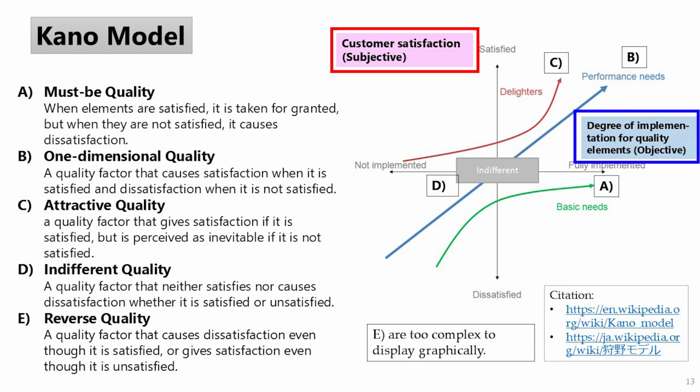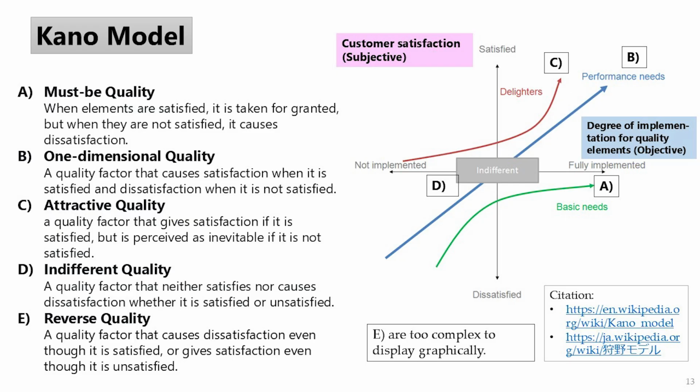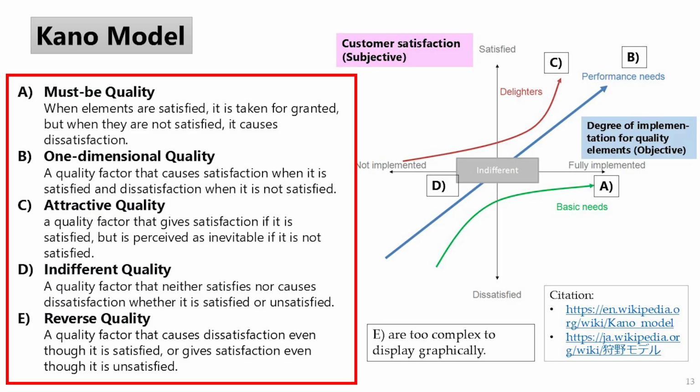The Kano model is characterized by its two-dimensional representation of objective and subjective evaluations. Objective evaluation is represented by the degree of implementation for quality elements, on the horizontal axis of the graph. Subjective evaluation is represented by customer satisfaction, on the vertical axis of the graph. Under this, the Kano model is classified into 5 categories from A to E.